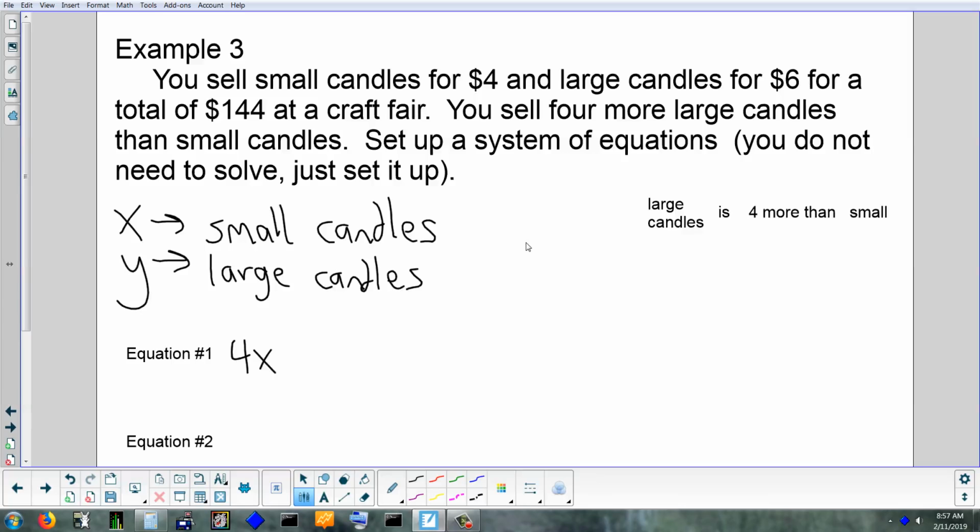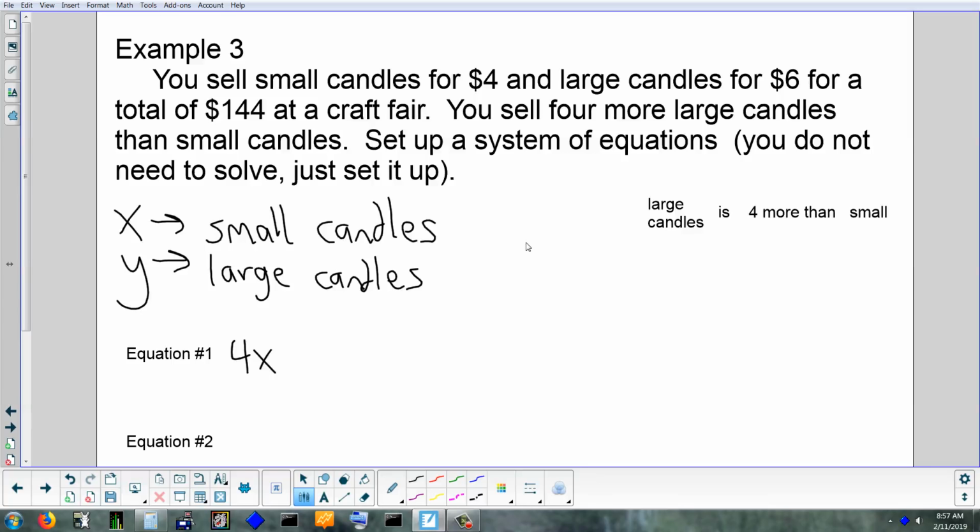Think about if you sold 3 candles and they were $4 each. You'd multiply, right? 3 times 4 is 12. Well, we're saying we sold x candles. So 4 times x is how much money you made in small candles. Just fill in how many you sold. But we're not going to solve it.